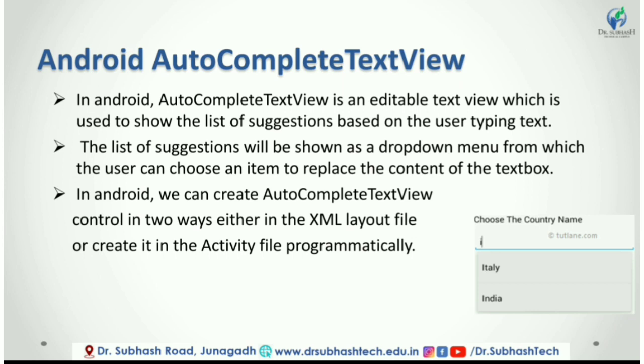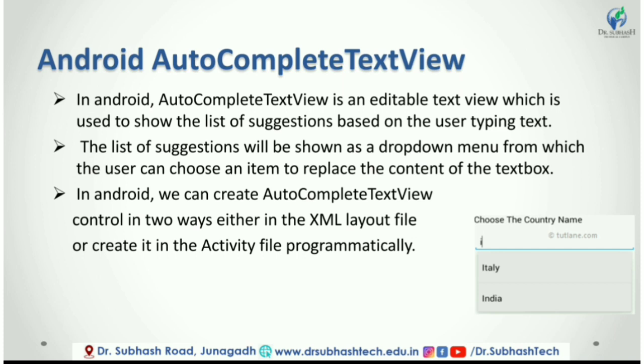In Android, autocomplete text view is an editable text view which is used to show the list of suggestions based on the user typing text. The list of suggestions will be shown as a drop-down menu from which the user can choose an item to replace the content of the text box. The autocomplete text view is a subclass of edit text class, so we can inherit all the properties of edit text in autocomplete text view based on our requirement.